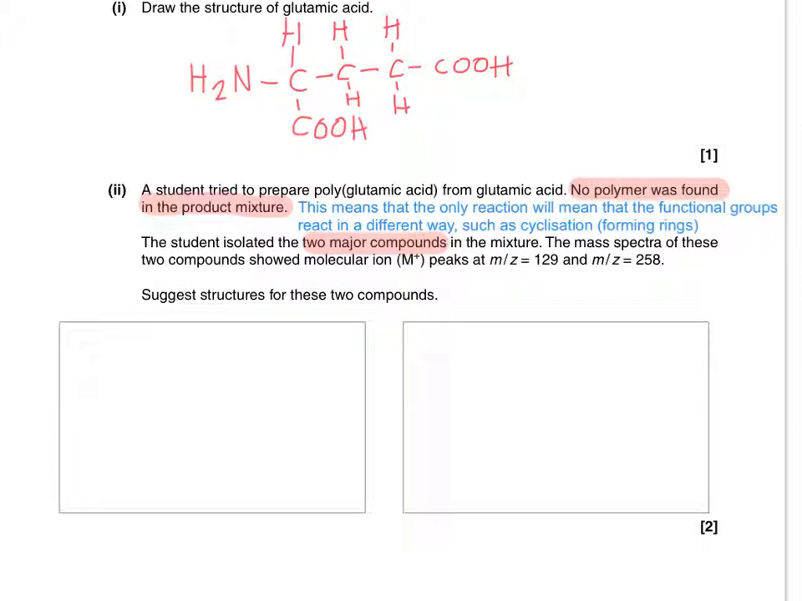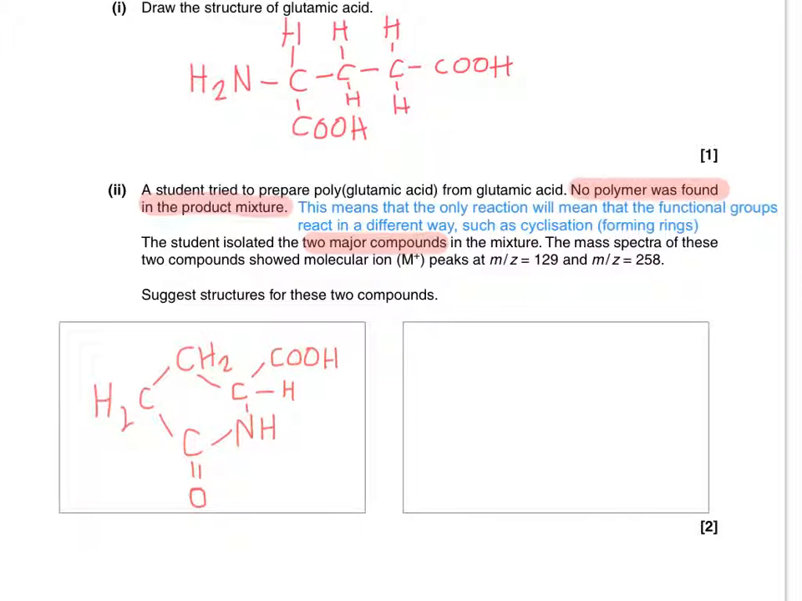You can get cyclic esters, for example, if you have an alcohol group and a carboxylic acid group on different ends of the same molecule. They can reach round and react with each other. So there's nothing to stop you trying something like that here. In fact, that's what they're after. So this is one option where one molecule of glutamic acid actually has two different functional groups reacting with each other.